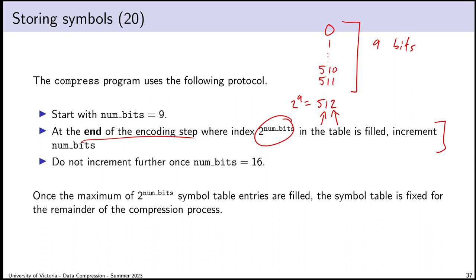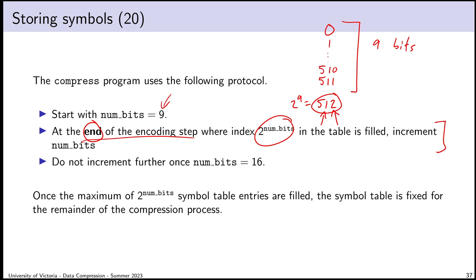So at the end of the step where symbol 512 is added, well, that's the first time when symbol 512 could potentially be used. So at the end of that step, that is when I increment the number of bits. So during that step, if I have to output something, I still use 9 bits. Because during the step where I create symbol 512, I will never use symbol 512. I just put it in the symbol table for later.